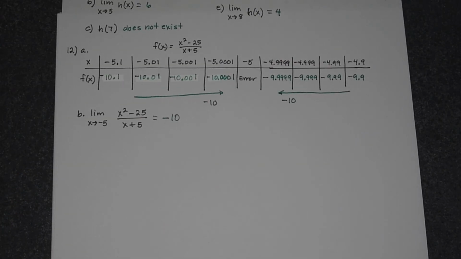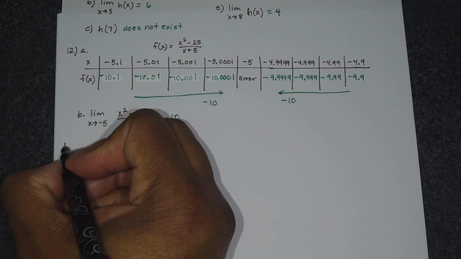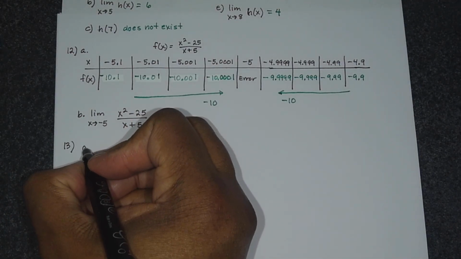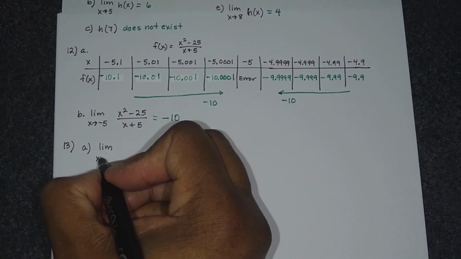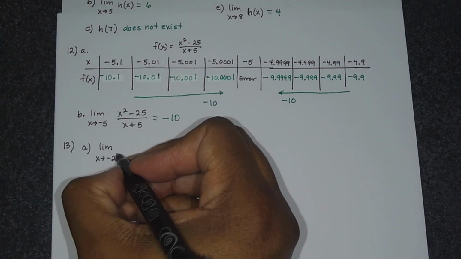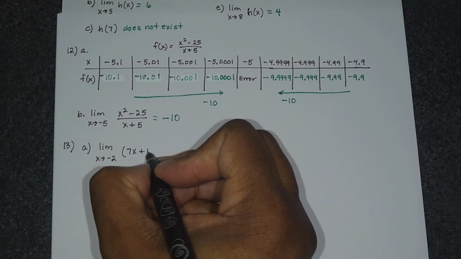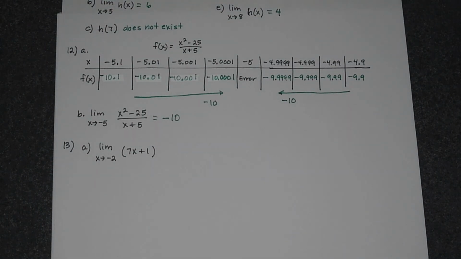Okay, problem number 13. And that's A, B, C, D, E, and F. We're just evaluating the following limits here, using those limit laws here. And also using the rule that you can use direct substitution if that works. Or you may have to factor and divide common factors out. Or use conjugates if you get an indeterminate form of 0 over 0.